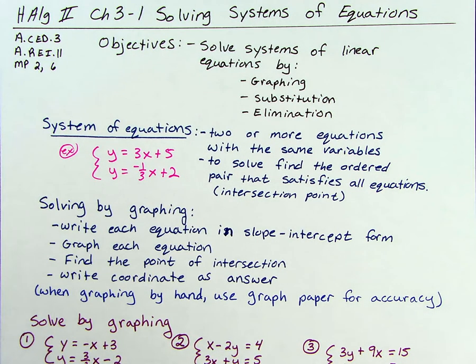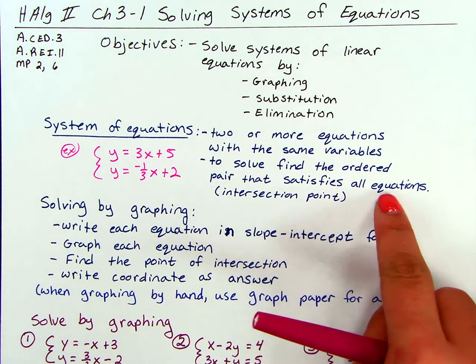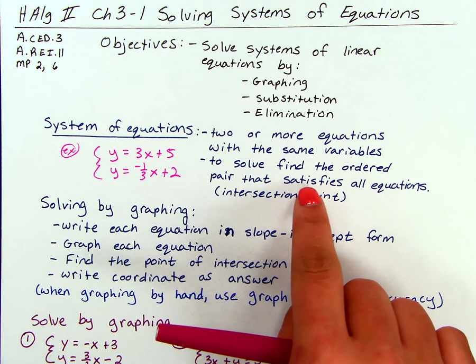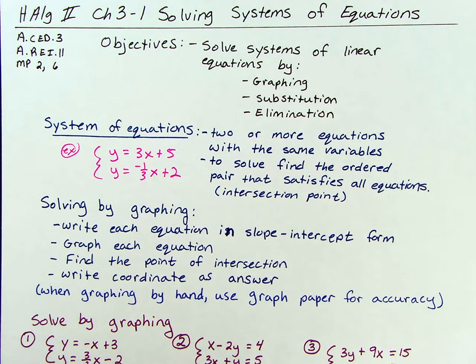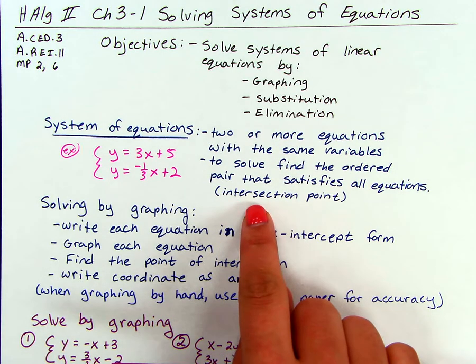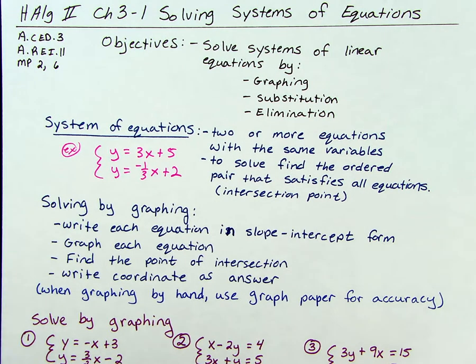Now, when we are solving a system of linear equations, we're trying to find the ordered pair that satisfies all equations. And this really is just talking about the ordered pair that makes both equations true when we substitute in that point. Okay? So we're really looking for the intersection point, so where the lines meet on a graph. That would be considered the solution to the system.